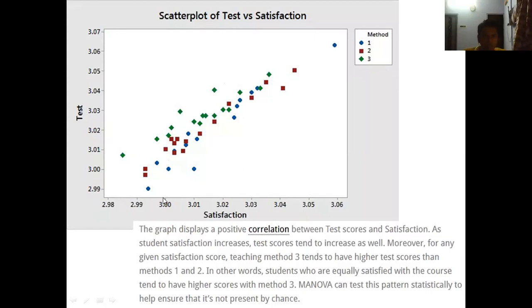satisfaction score. Okay. So you can interpret from this graph that in case of the third teaching method, for the same satisfaction level, the third teaching method is going to provide the best test score. Okay. So in other words, students who are equally satisfied with the course tend to have higher scores with method 3. MANOVA can test this pattern statistically to help ensure that it's not present by chance.